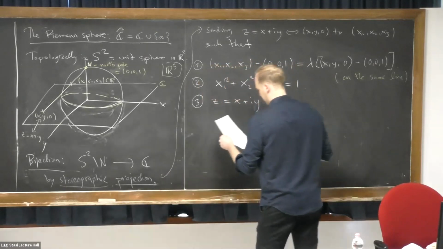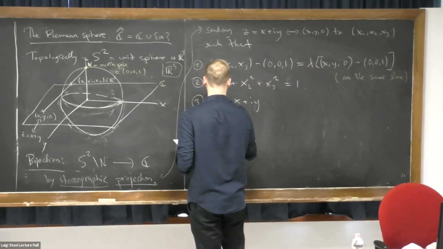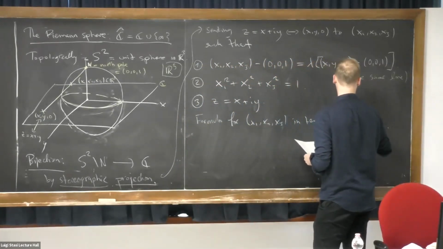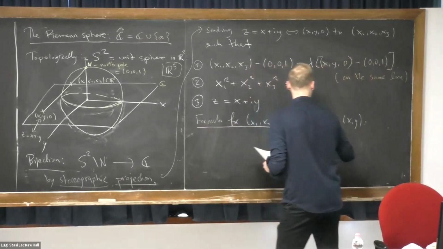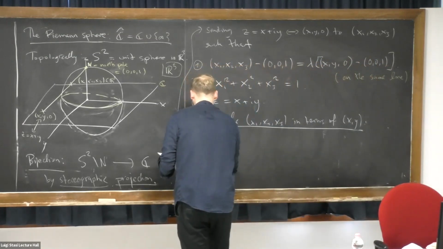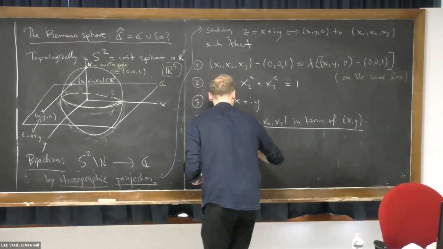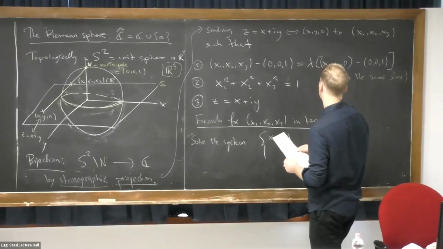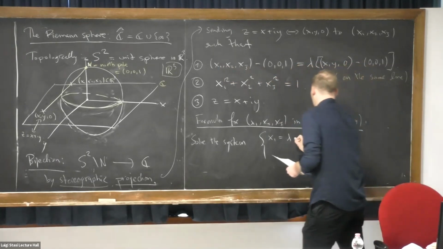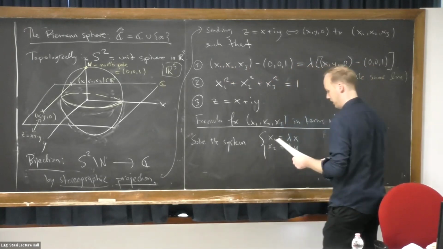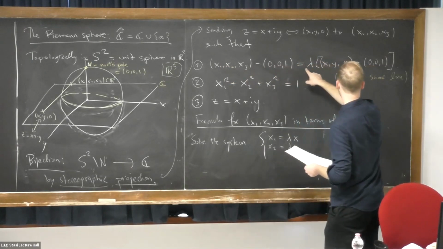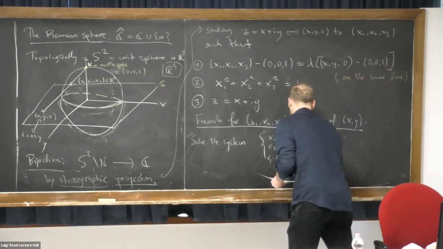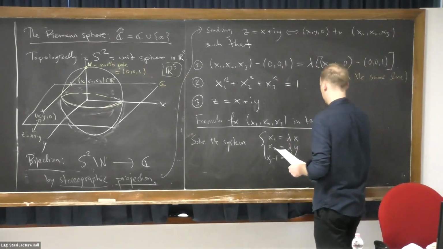Okay? And then we can get the formula now for x1, x2, x3 in terms of x and y. So how do we do that? Well, we saw the system. Now we just look at this first condition and rewrite it. What does it mean? We have x1 is equal to lambda x. And then x2 is equal to lambda y. And then x3 minus 1 is equal to minus lambda, right? So we have this system with these three equations. This comes from condition 1.